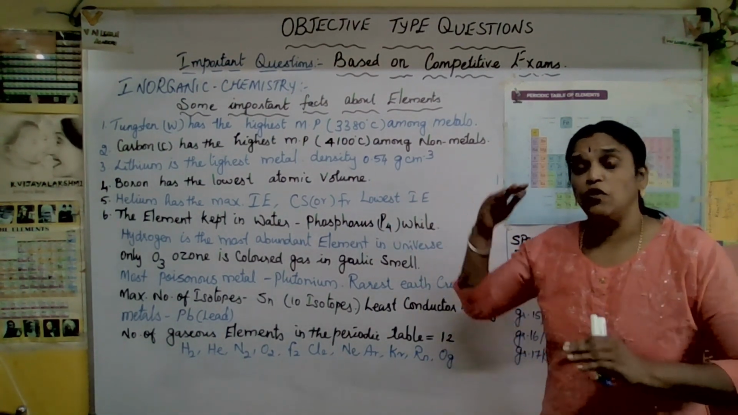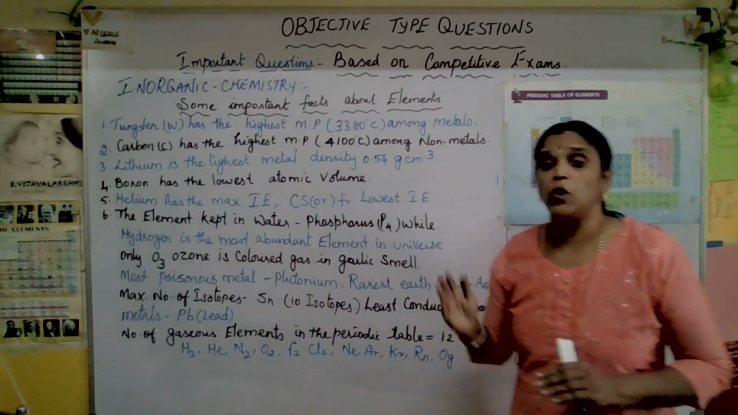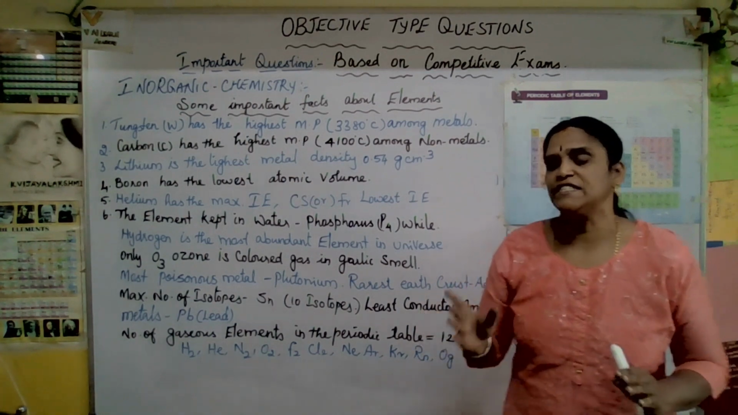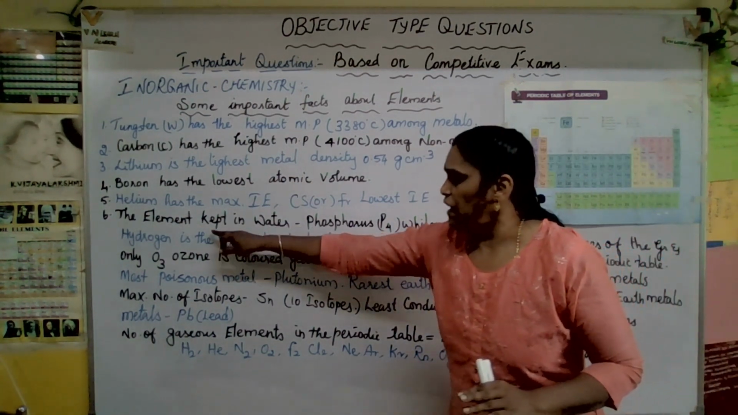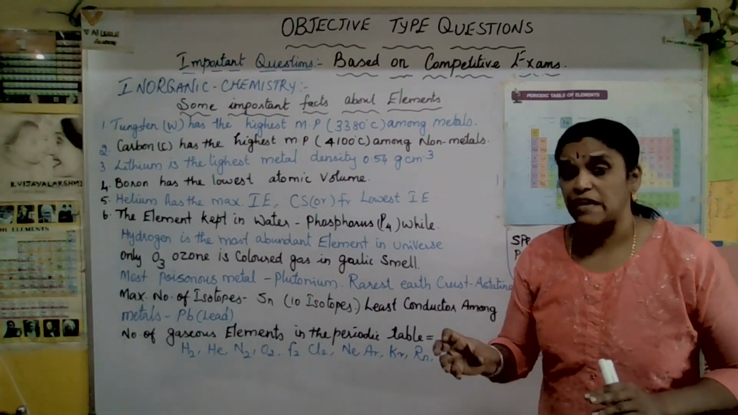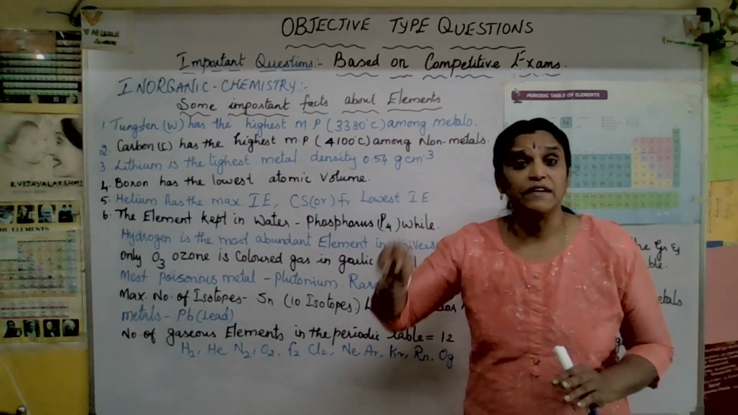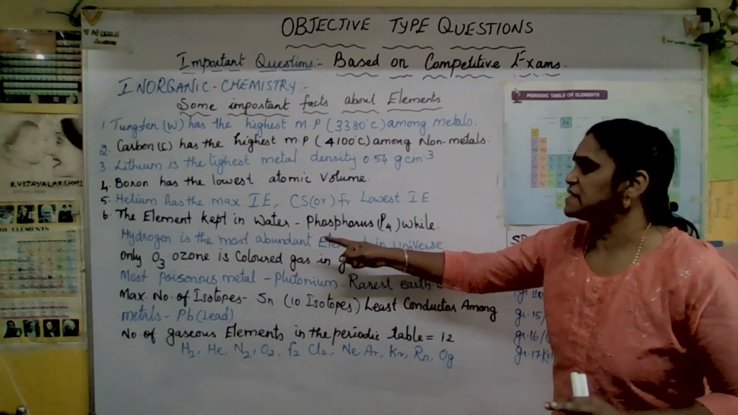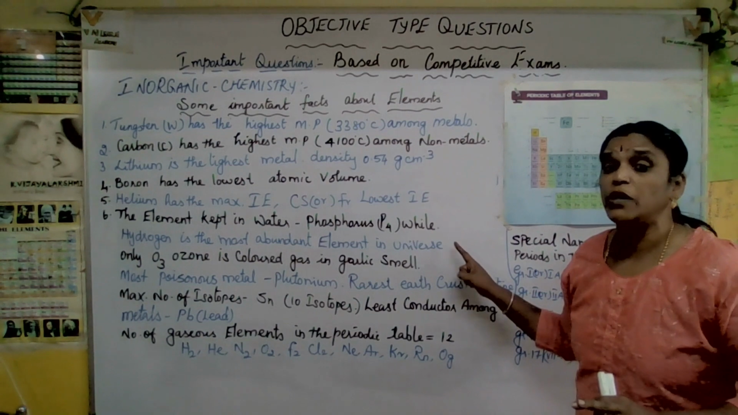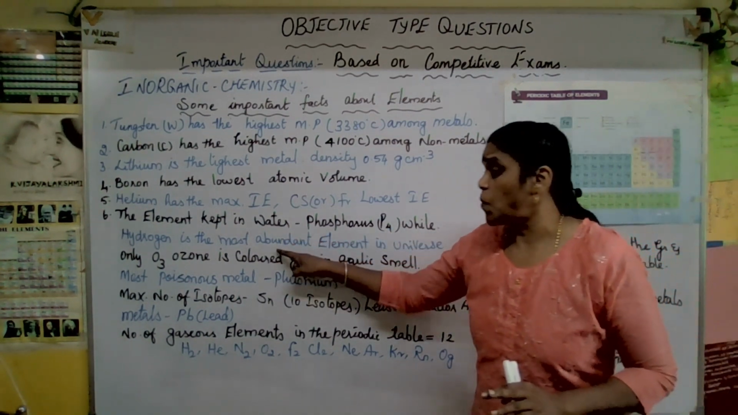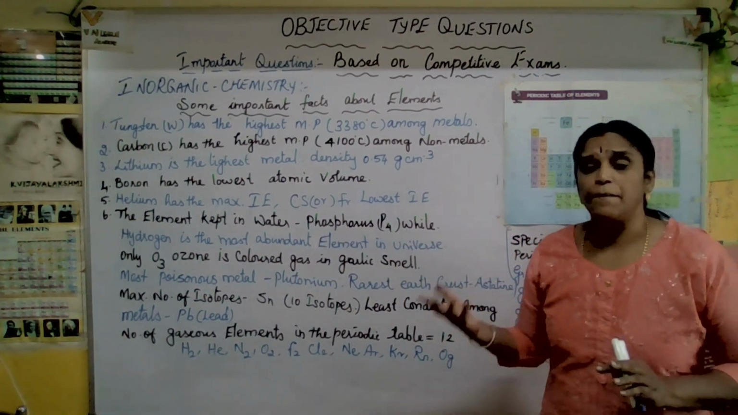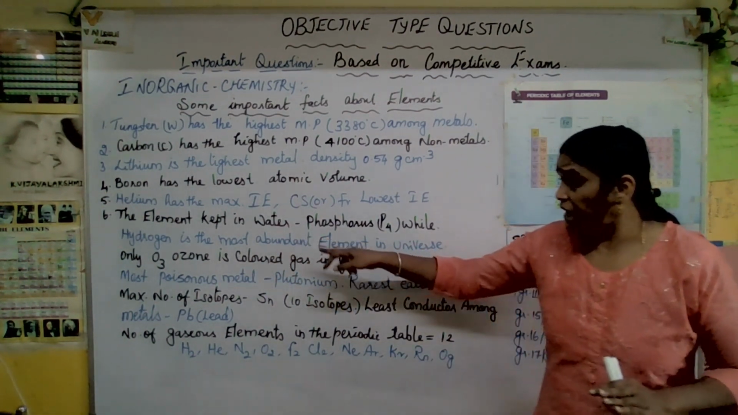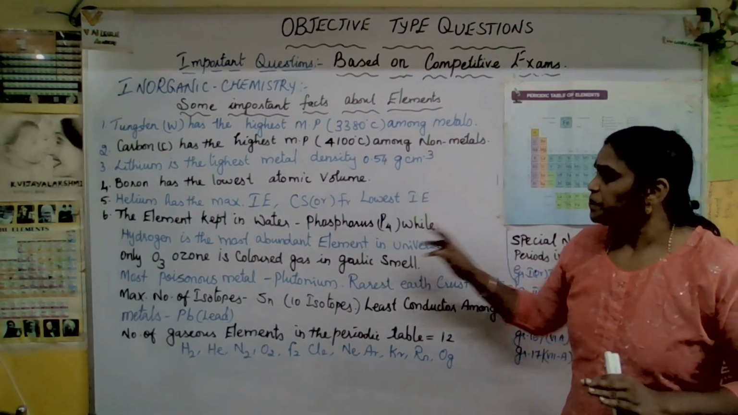You know which is the highest ionization enthalpy and the lowest. As you see the words ionization enthalpy only, you will come to know which is highest and lowest. Yes. Which element is kept in water? Phosphorus. Which element is kept under kerosene? You know very well, which one? It's sodium. Okay, hydrogen is the most abundant element in the universe. Note that. Generally abundant elements, we can say aluminium, oxygen, iron. But the most abundant element in the universe is hydrogen.